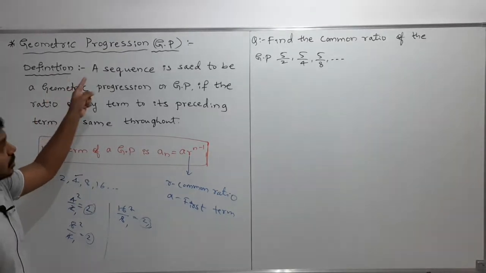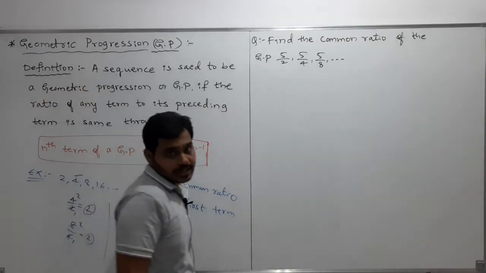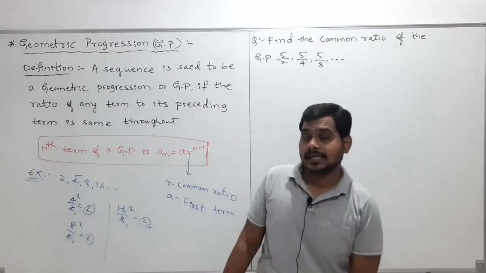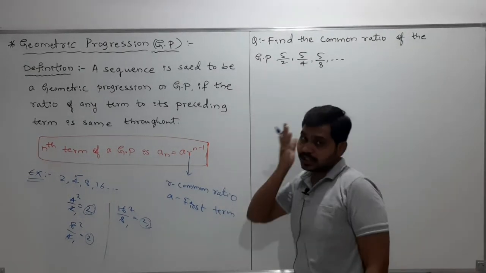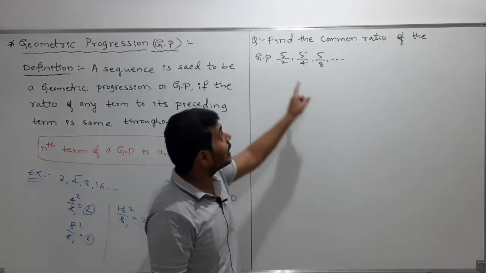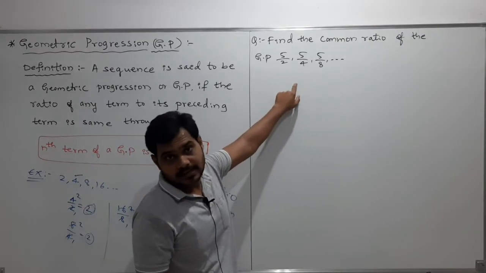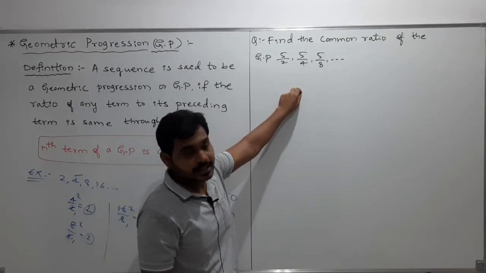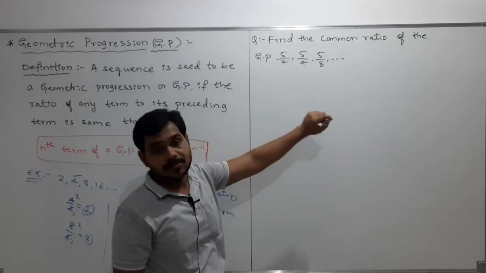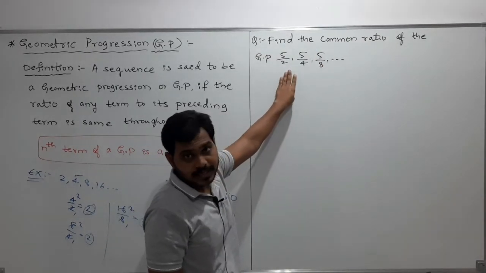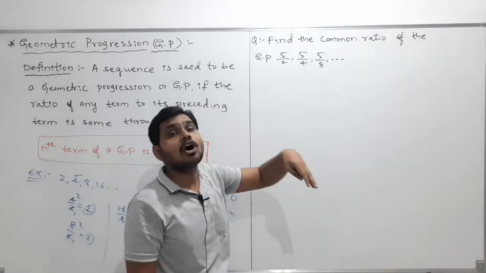You can call it geometric progression or we can call it geometric sequence. Clear? So now let us take one example, my dear students. It is a 1 mark question. Definitely they will ask in your annual examinations. Very important. What is that? Find the common ratio of the GP. Here they gave you one GP, and you should calculate the common ratio.